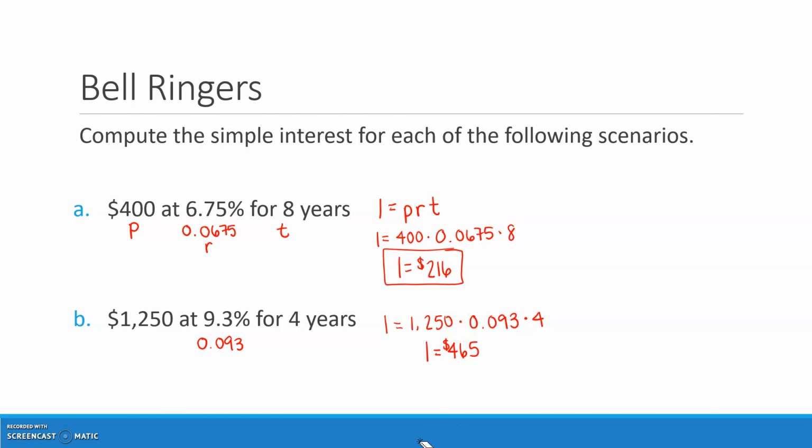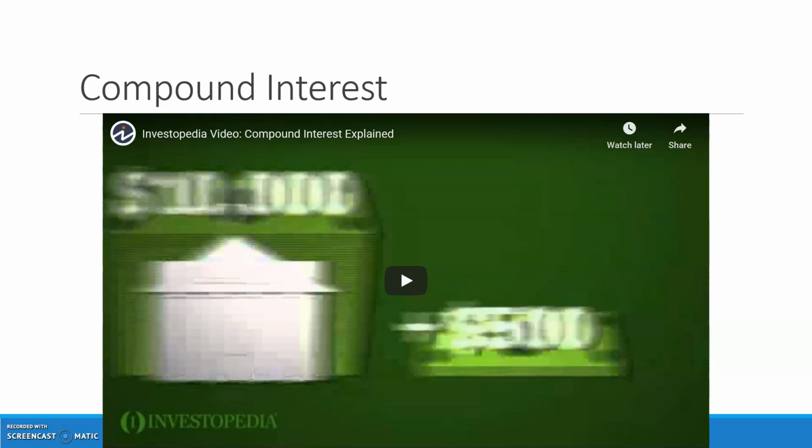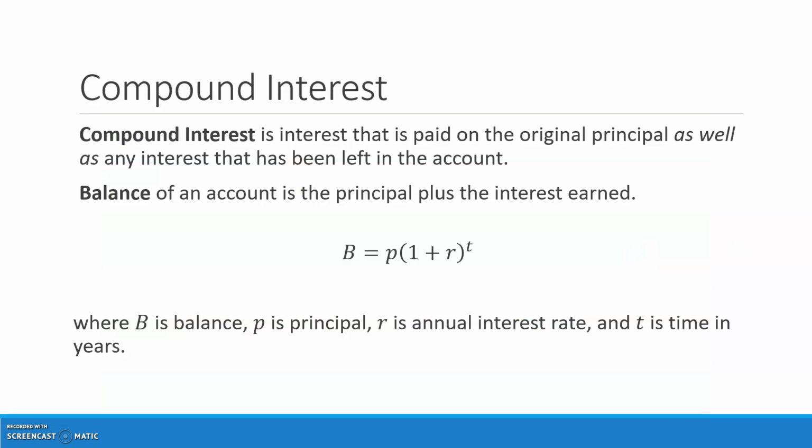Today we're going to look at compound interest. And so if you haven't already, go watch this video. It's going to give you a quick intro to what compound interest is and explaining how it's different from simple interest. So if you haven't watched it, put a pause on this video, go watch this one, and then come back. But compound interest is interest that is paid on the original principal as well as any interest that has been left in the account. And this is what most banks will use. This is what most loans will use. This is the most common type of interest.